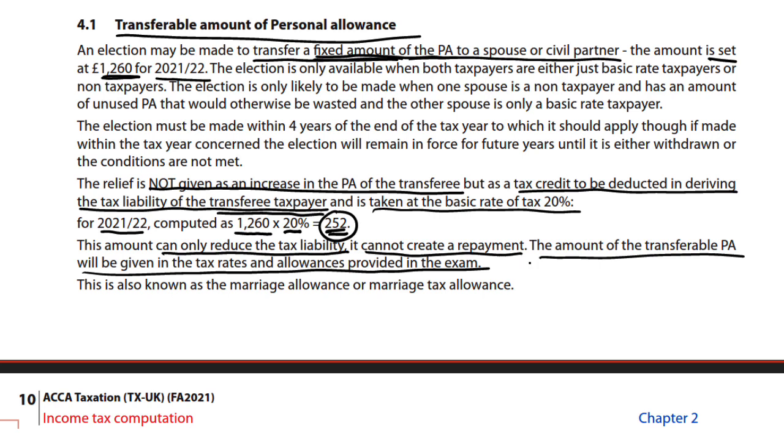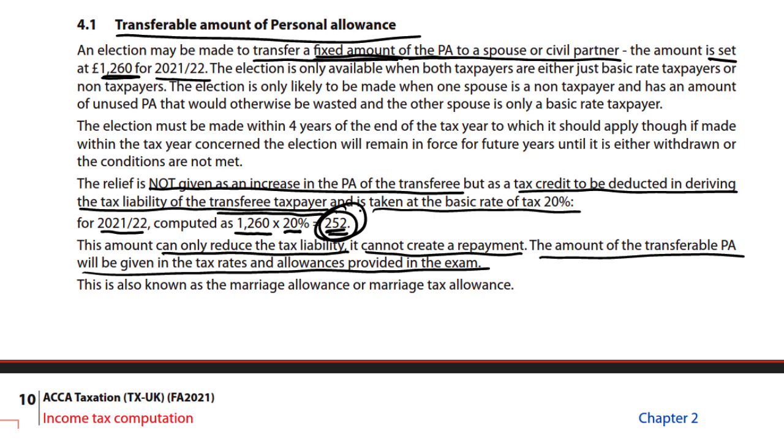So all it would do is, if your tax liability prior to this deduction were, say, to be £200, then the £252 deduction would simply bring that tax liability down to zero. It wouldn't go on to create a repayment of £52. That's not going to happen. So here it will reduce your tax liability to zero but it won't go any further.